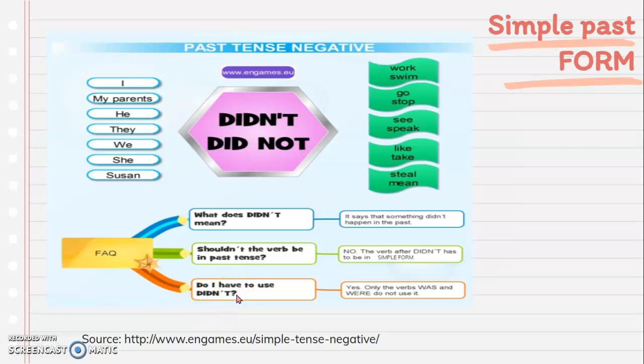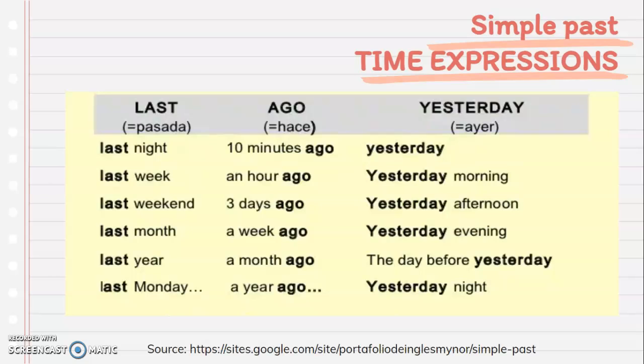Do I have to use didn't? Yes. Only when the verb was or were, it is not necessary. I mean, we don't combine the auxiliary didn't with the verb to be. They go independently. Remember that time expressions in the past are combinations with last, or combinations with ago, or combinations with yesterday.